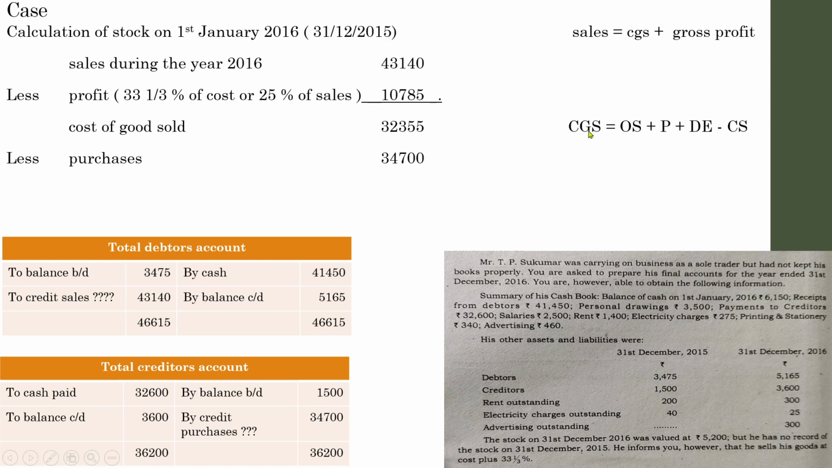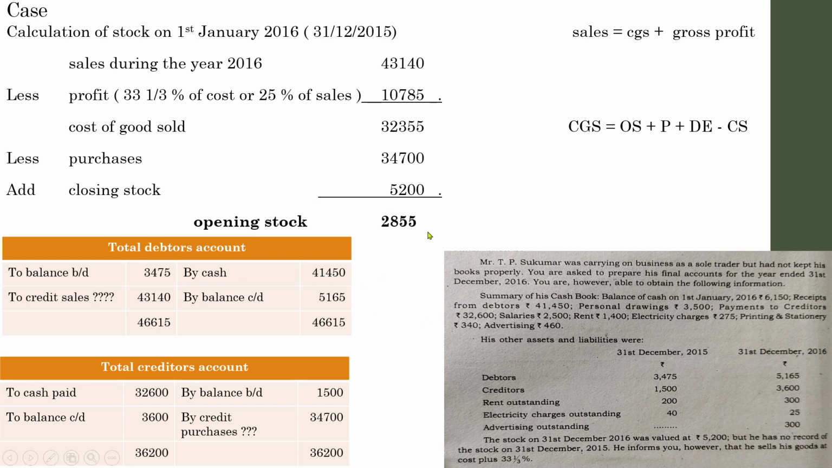Now, from closing stock we deduct purchases, but we need to add closing stock because here it is minus closing stock. So if we carry it forward to this side, it will be add closing stock 5,200, that is given in the question. See, 5,200, and you will get the opening stock during the period.